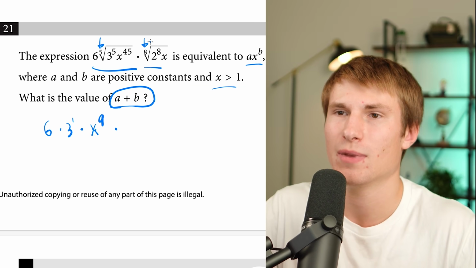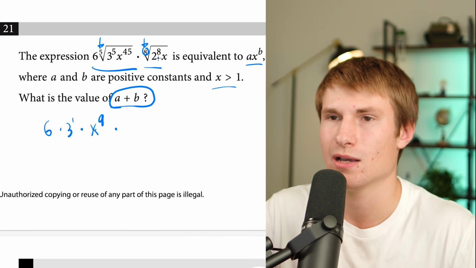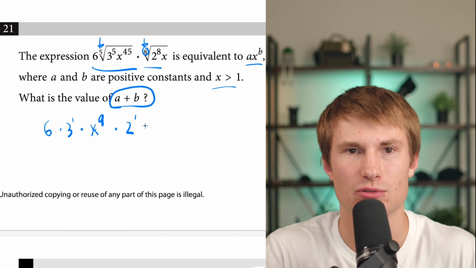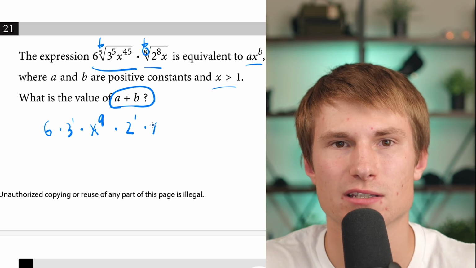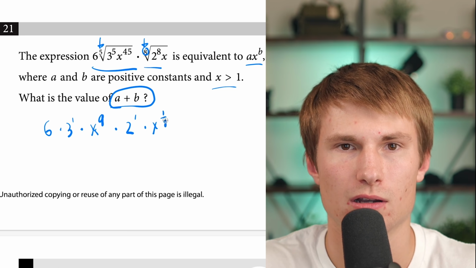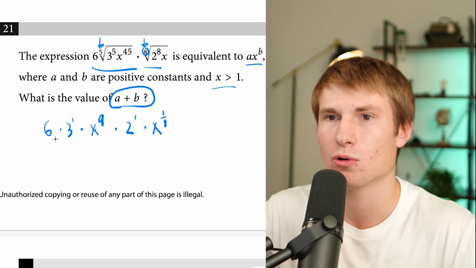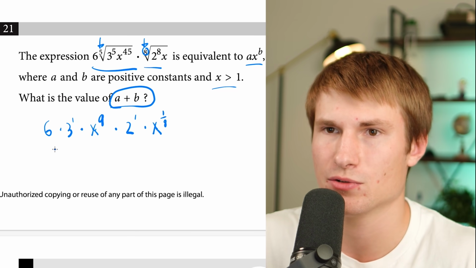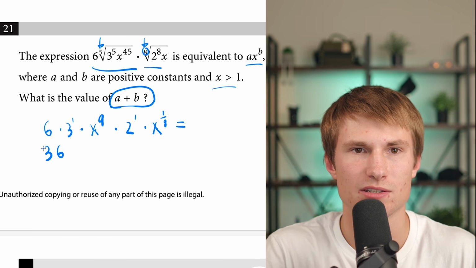Now we have to multiply that by this 8th root of 2 to the power of 8, which is the same as 2 to the power of 8 over 8, or 2 to the power of 1. And then we have to multiply that by x to the power of 1 over 8. All right, so from here, it's pretty simple. We're going to take this 6 times 3 times 2, and 6 times 3 gives us 18. 18 times 2 gives us 36. So now we have 36.